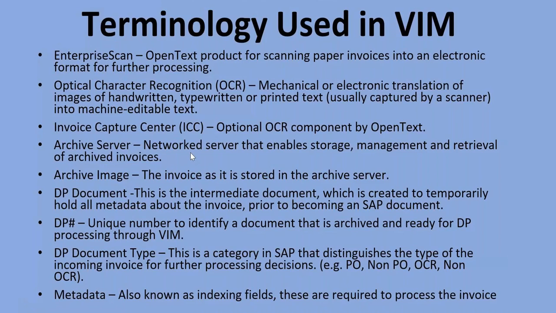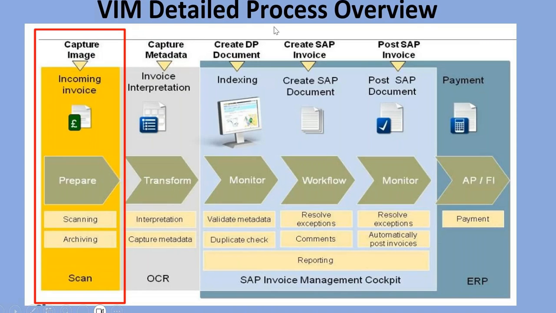This is also a detailed process overview that until now we have discussed, but in a different representation, I would say. So the incoming invoice is coming, and the scanning and archiving is happening. Then we have the invoice interpretation, that is capturing of metadata or the capturing of the data from the invoice image. And once the OCR step is done, then it is coming into the Vim workplace for the AP team to process.